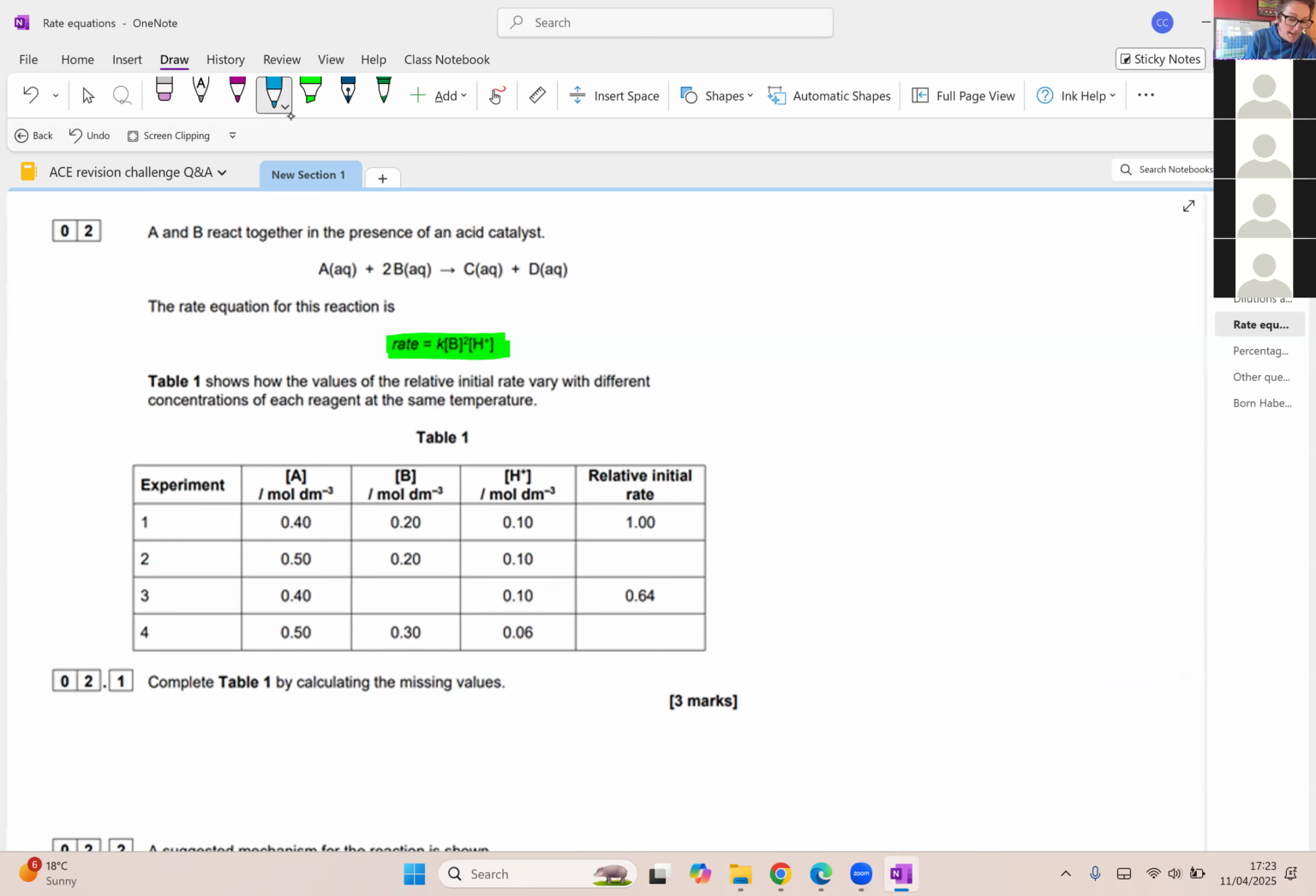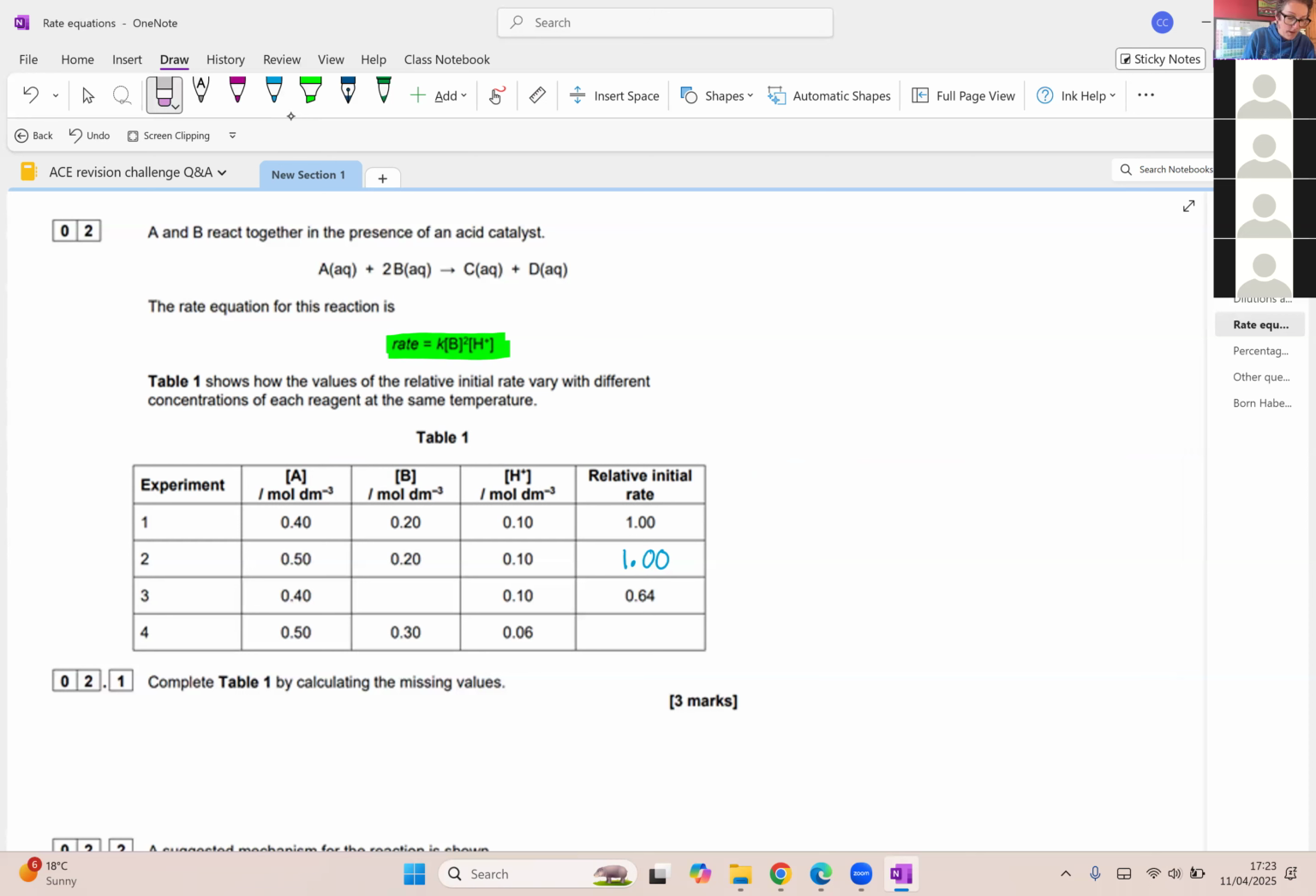So it's zero order with respect to A. In my first row, nothing changes for these two, so they won't affect the rate. Only this one changes, and this one is zero order, so that won't affect the rate, and my rate will still be 1. So that's an easy mark, and then it just gets a little bit more of a thinker as we go through it.